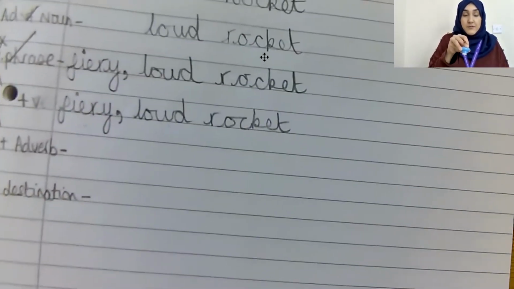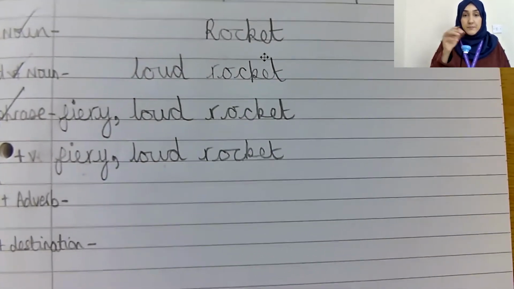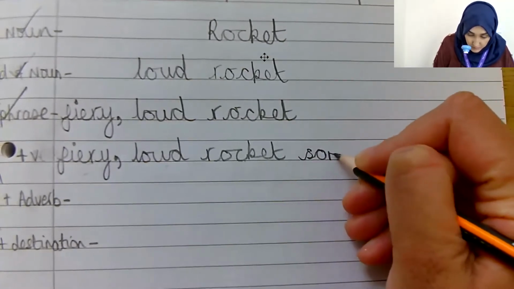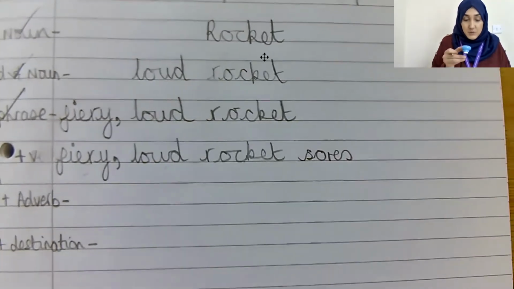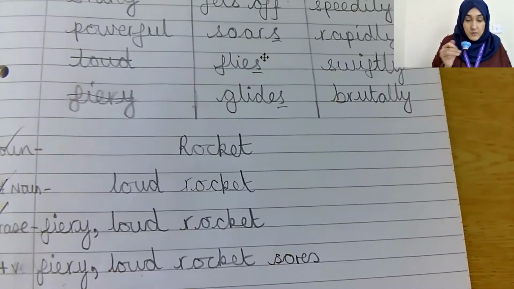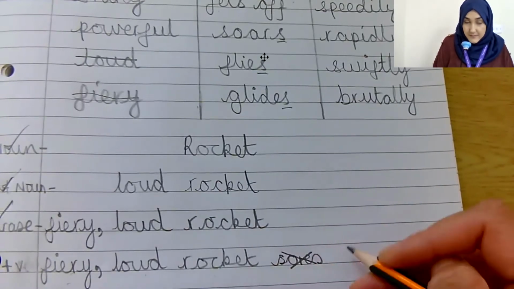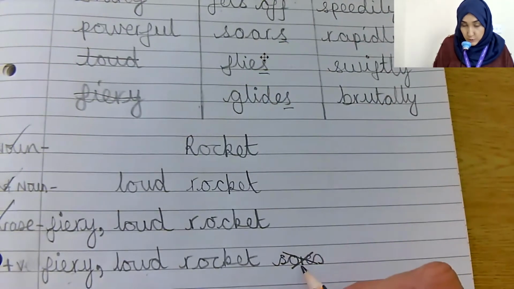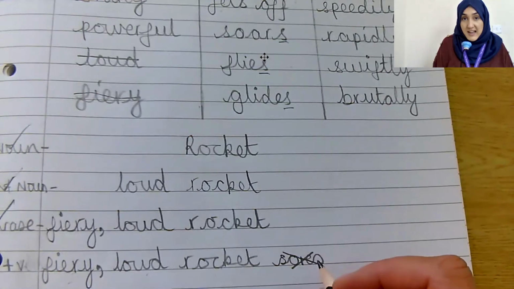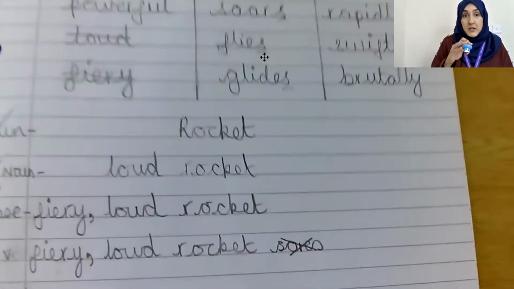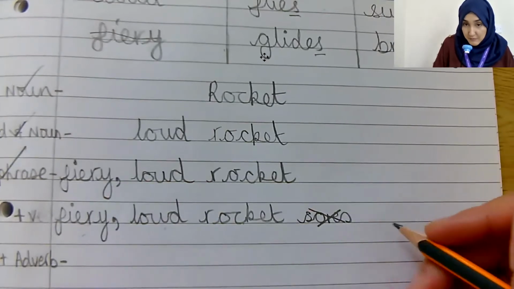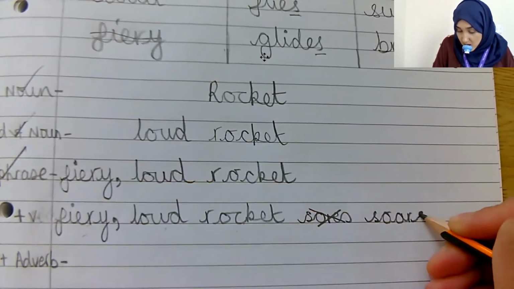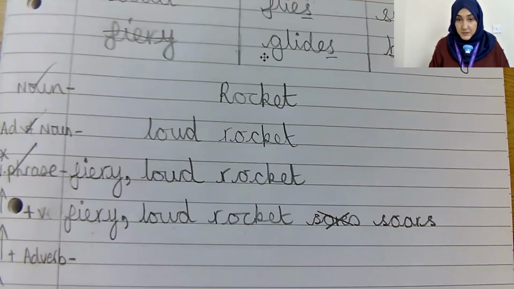Okay, so fiery loud rocket soars. Is that the correct spelling? Let me double check. Oh, no, that's not the correct spelling. So let's try that again. With this spelling, it's an O and an A. This kind of sore is when I've got a boo-boo, when I'm hurt and my leg is really sore. So there's a different spelling for that. This is the correct spelling for soars, something flying at a very high speed and up in the air, very fast.